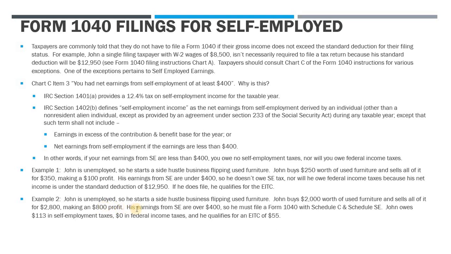So we modified a bit here. He's unemployed. He starts his side hustle business, but he sells a lot more product. So over the course of the year, he bought $2,000 worth of furniture and sold all of it for $2,800. So now he's got an $800 profit. So his earnings from self-employment are over the $400. He's got $800 in profit. SE earnings are over $400.